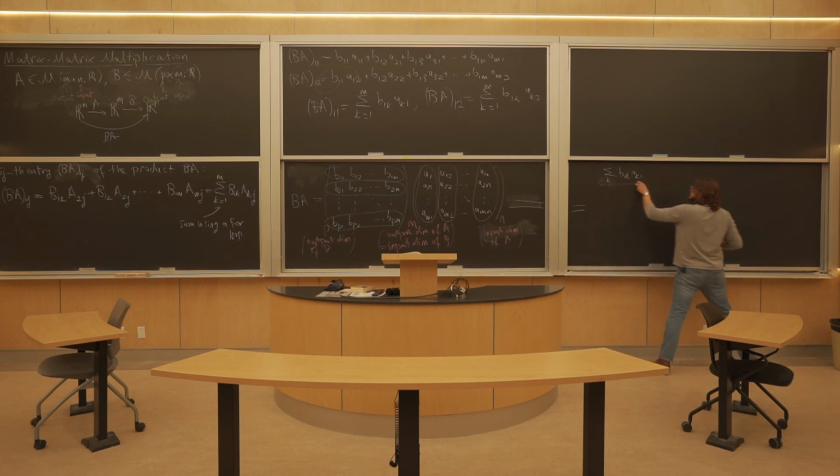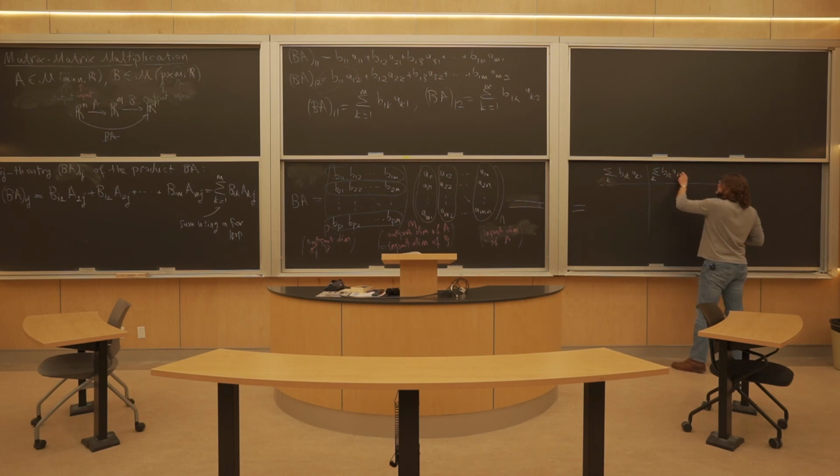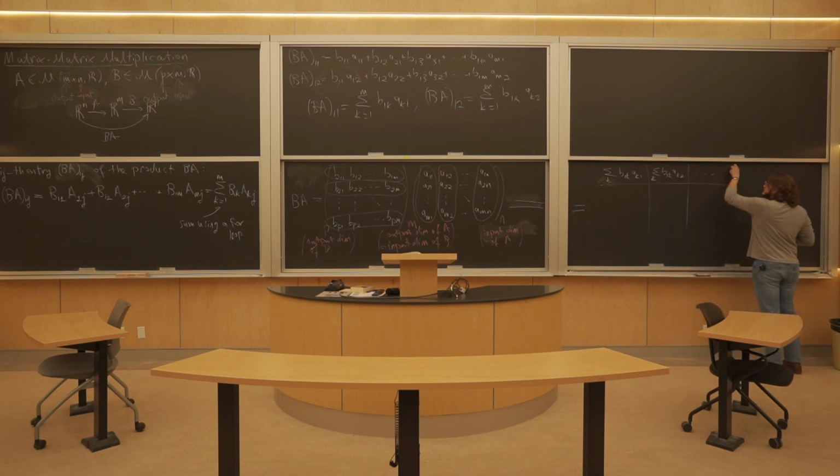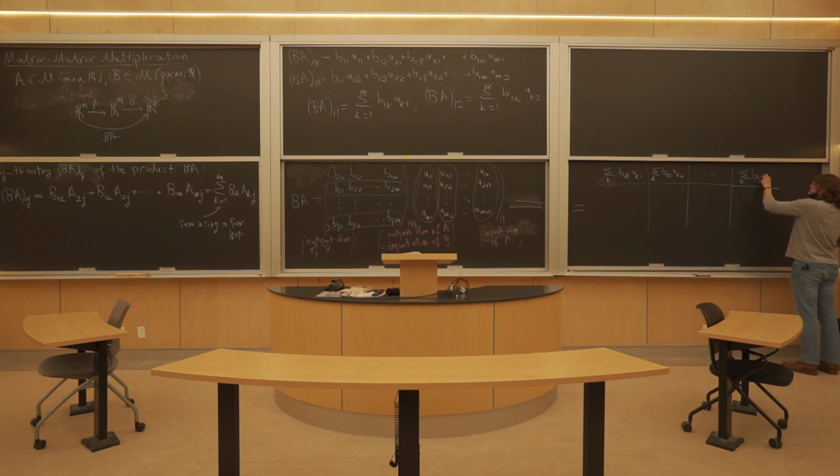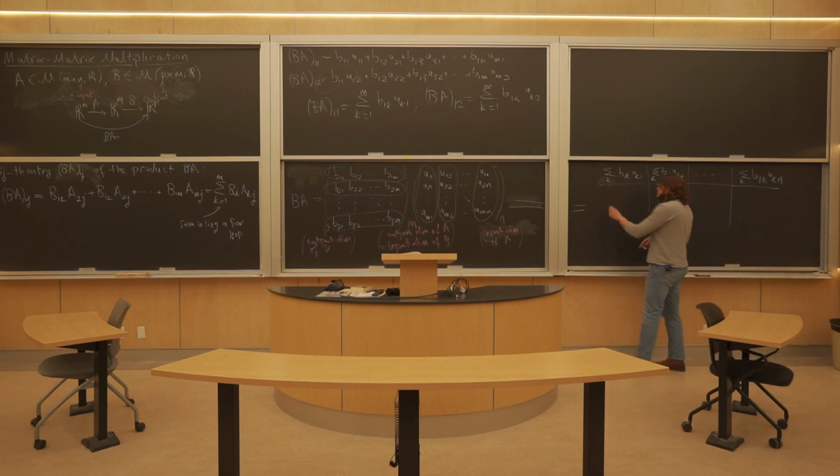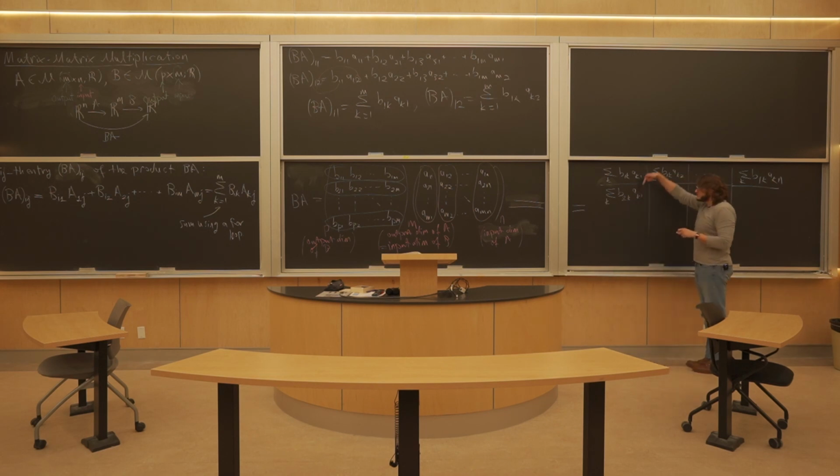Okay, so this is the 1, 1 entry. And then 1, 2, and so on up to 1, n. So this is the first row. Now you have the second row, which means that I should be using B2 something, and A k1 because it's the first column.